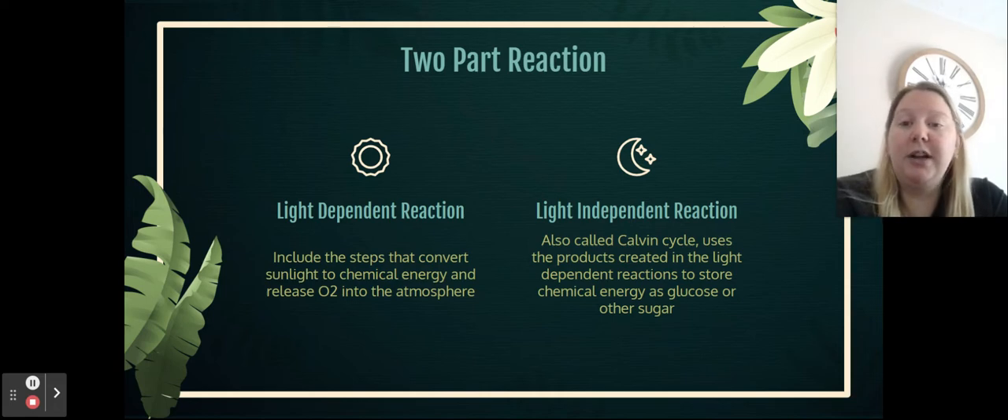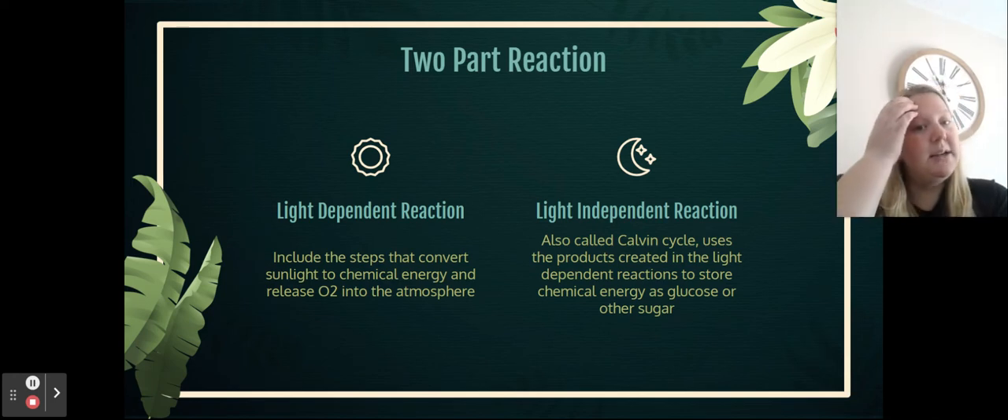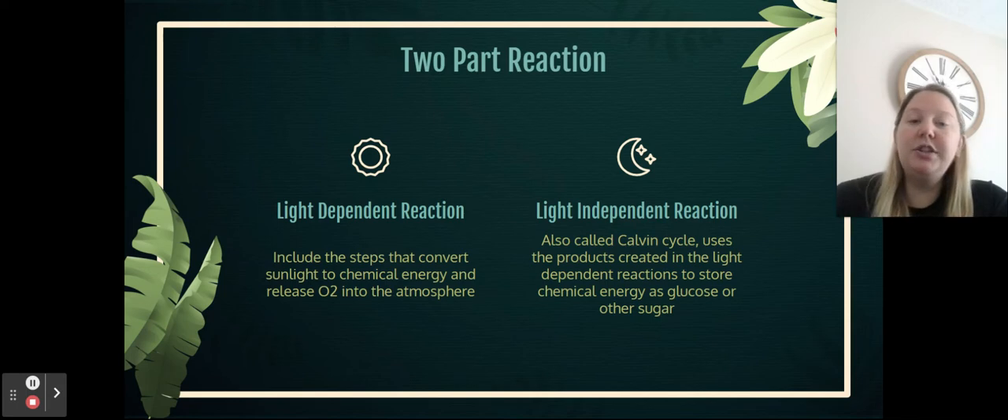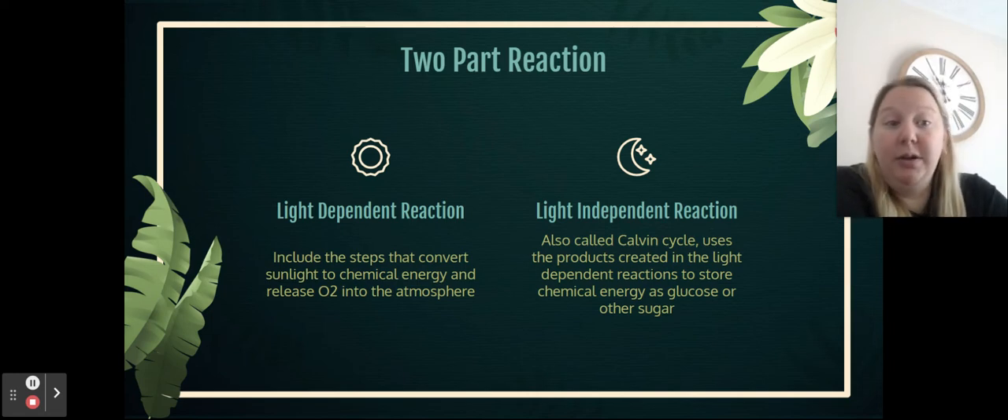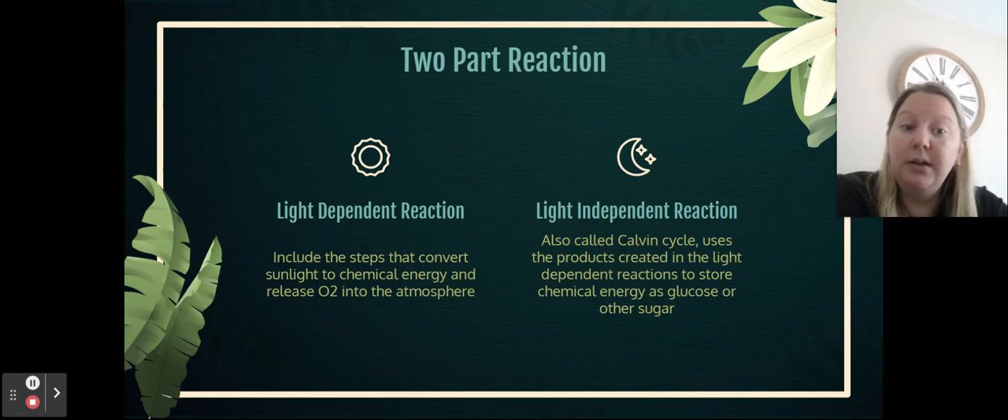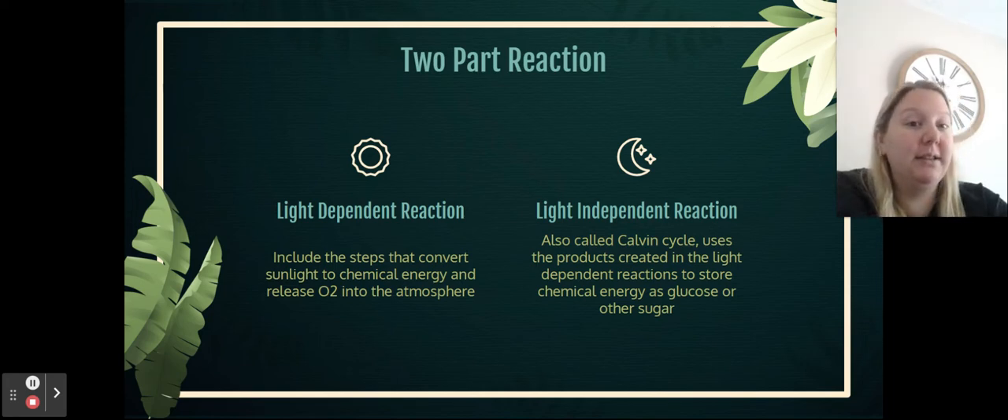The light-dependent reaction includes steps that convert sunlight into chemical energy, releasing oxygen back out into the atmosphere. And our light-independent reaction is called the Calvin cycle. This uses the products that are created in the light-dependent reaction in order to convert chemical energy into glucose or other sugars. The light-independent reaction most commonly takes place at night, but can still take place during the day.